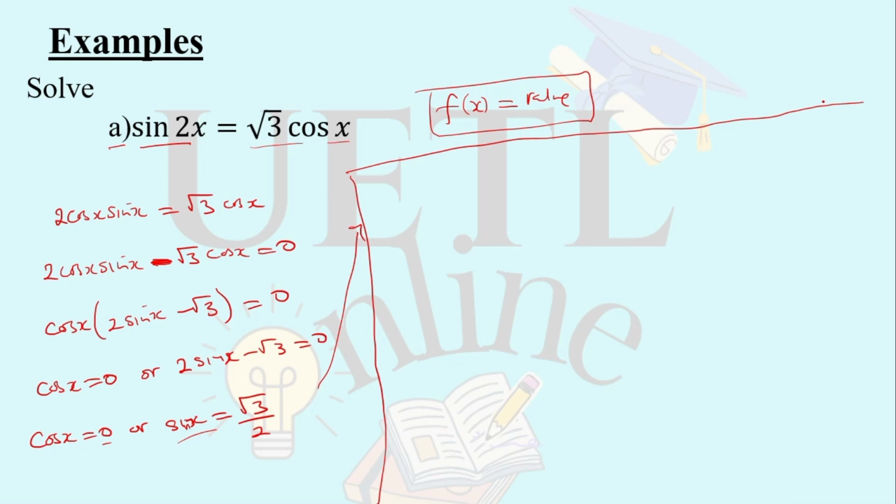Okay, let's do it. Let's do it for cos first. Let's see what is the value of cos 0. We're going to say x equals arc cos 0. We're going to get our answer, which is 90 degrees. In this case, we're using degrees.